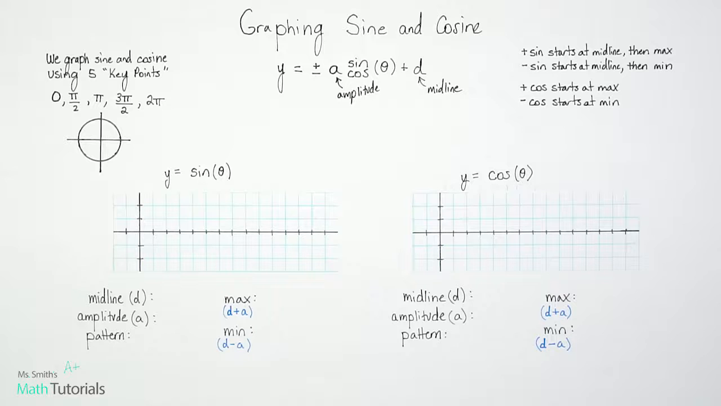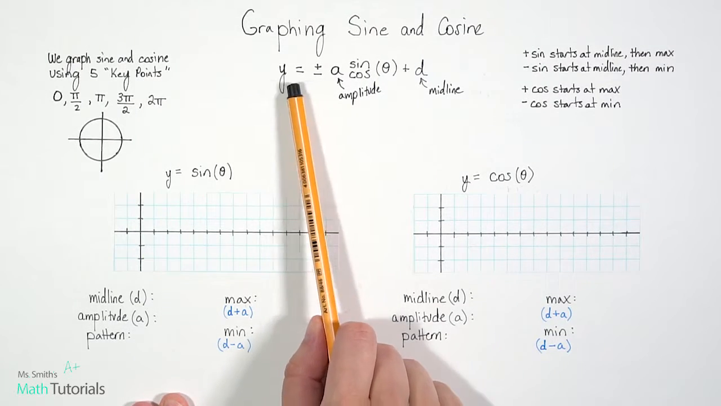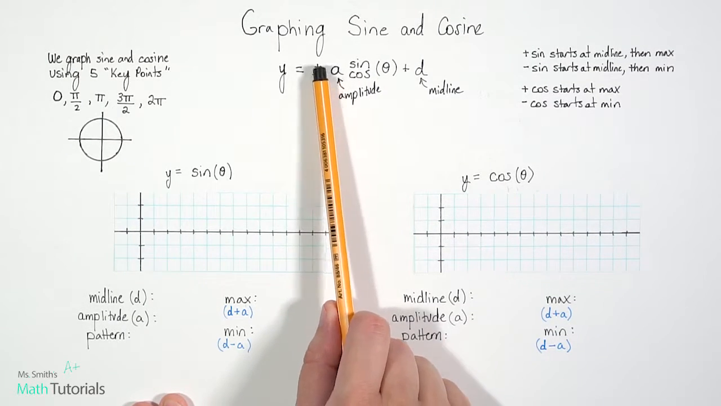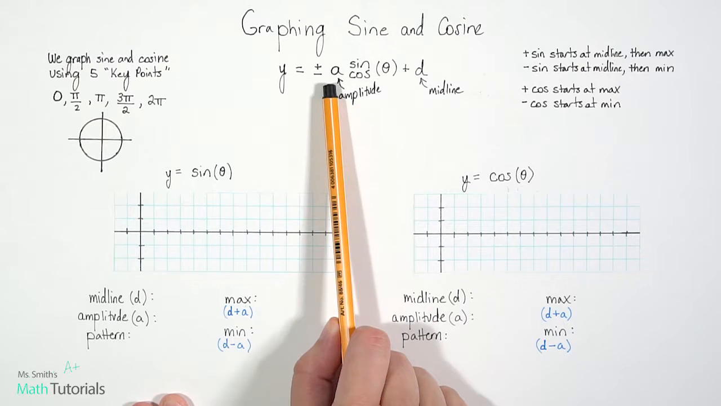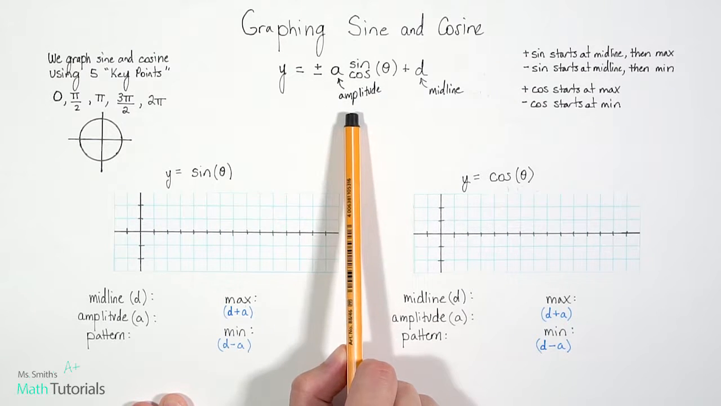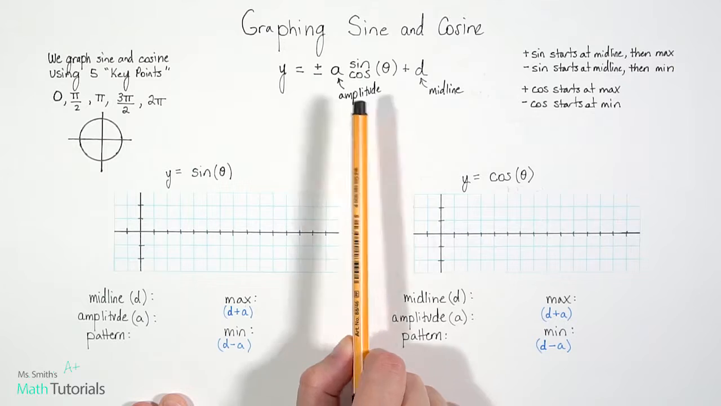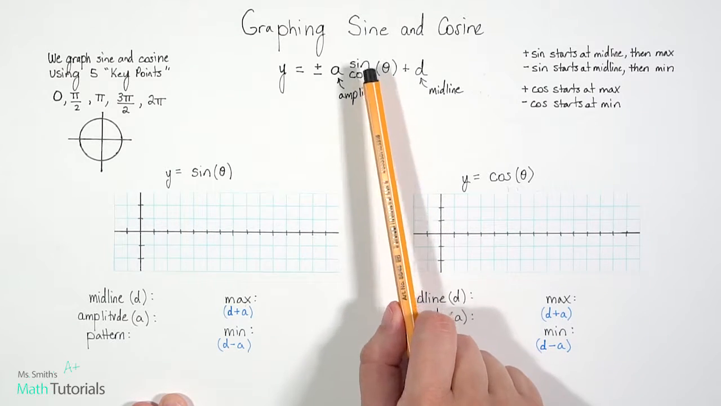I'm Miss Smith. In this video, we're going to be talking about graphing sine and cosine. Our sine and cosine equations will look like y equals a, and then there will be a plus or minus. The a will be the amplitude. We'll talk about what that means in just a second. And then it could be sine or cosine.